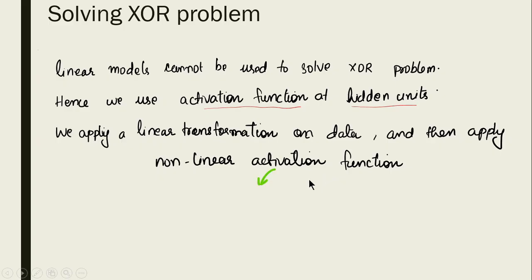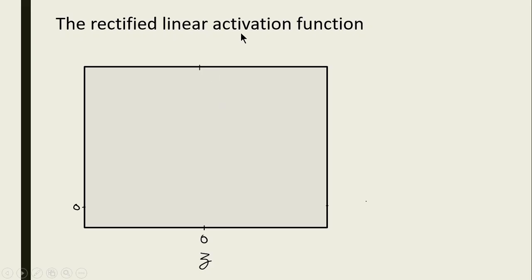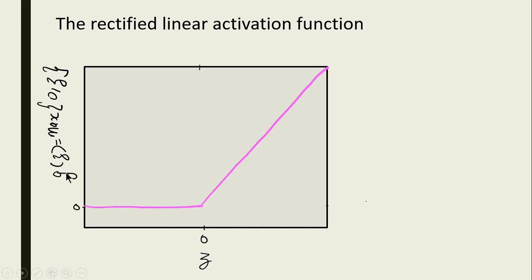The nonlinear activation function that we use in most neural networks is the rectified linear activation function. How this rectified linear activation function looks is like this. Suppose z is the input to the rectified linear function, then the output will be like this. The output is represented as g(z) = max(0, z).